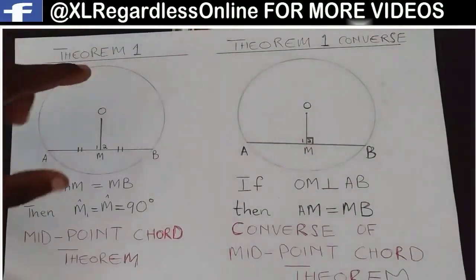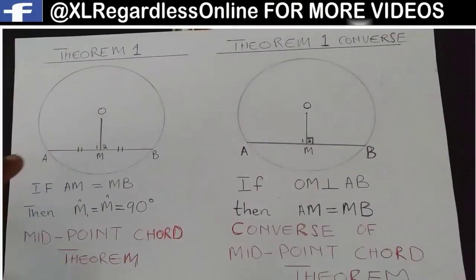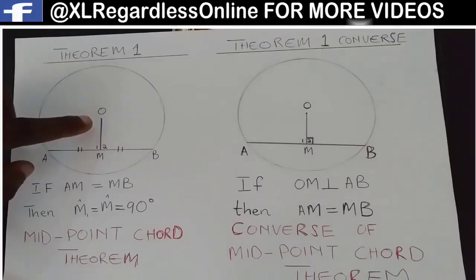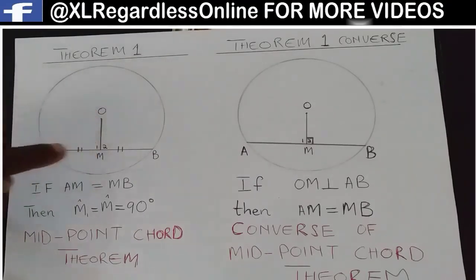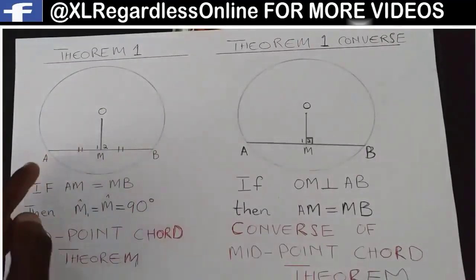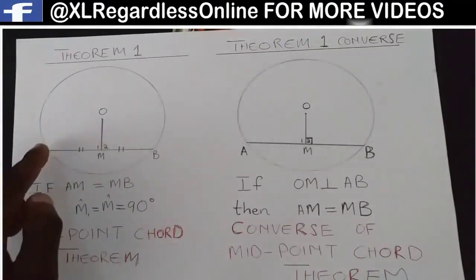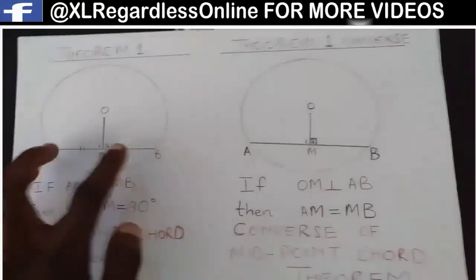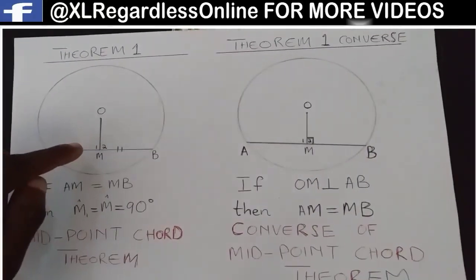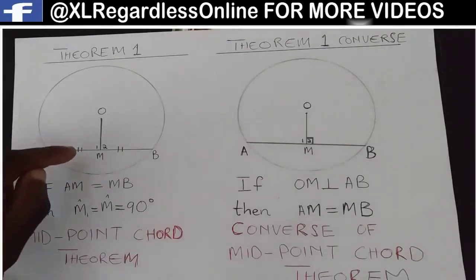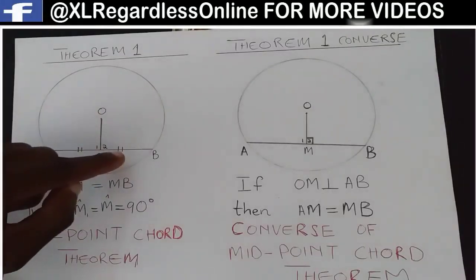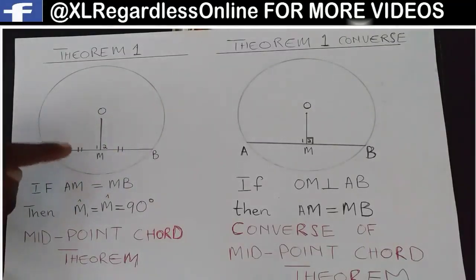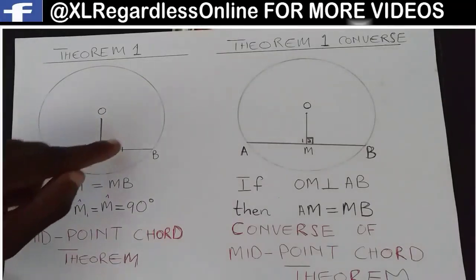So when you are dealing with the theorem, you will have a line drawn from the center, right? O represents the center of the circle. Anytime you have a line from the center which cuts the chord, which is AB, AB is our chord, into two equal parts, how do we see that? You will see by the double lines there. These two double lines, or sometimes a single line, just mean that this side is equal to this side.